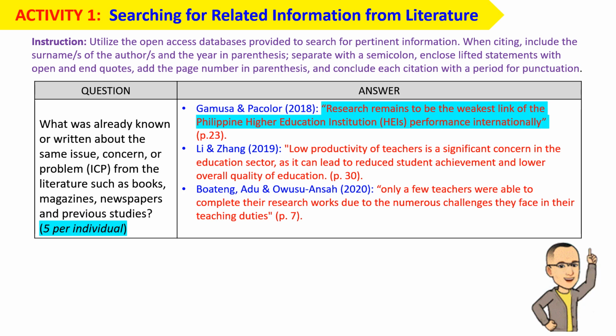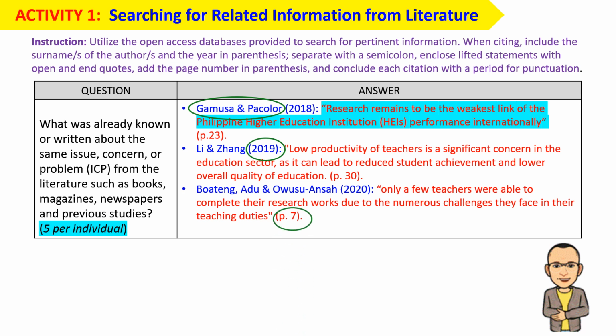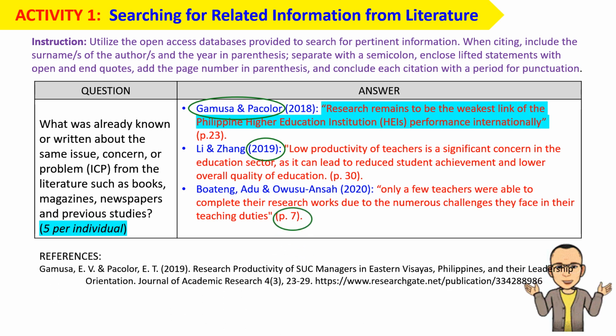The question in this activity requires you to conduct a survey of related literature and studies on what was already known or written about the same problem from the literature, such as books, magazines, newspapers, and previous studies. For this activity, you just write the surnames of the authors, the year in parentheses, semicolon, the statements directly lifted, with open and end quotes, the page number in parentheses, and a period punctuation. Also, list the references below the table, with a label, References. Follow the standards of referencing previously discussed.